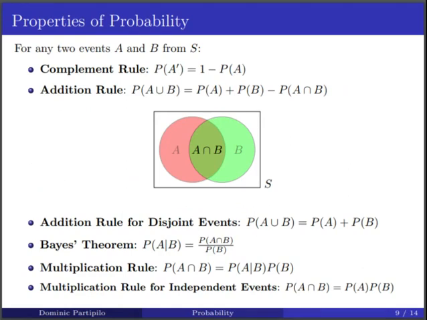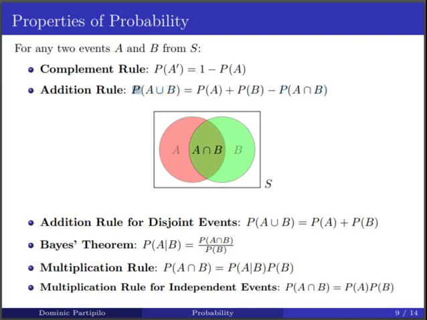So let's look at some properties of probability. For any two events A and B from S, the complement rule says that the probability of A complement is equal to 1 minus the probability of A. The addition rule says that the probability of A union B is equal to the probability of A plus the probability of B minus the probability of A intersect B. And this looks kind of messy, but it might be helpful if we look at a picture to see exactly what's going on in this formula.